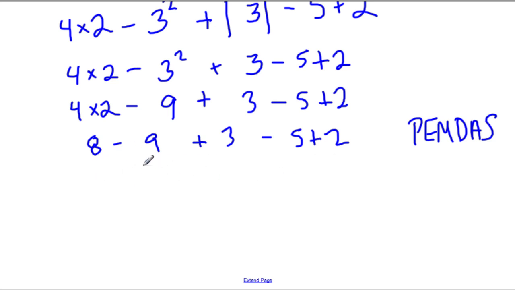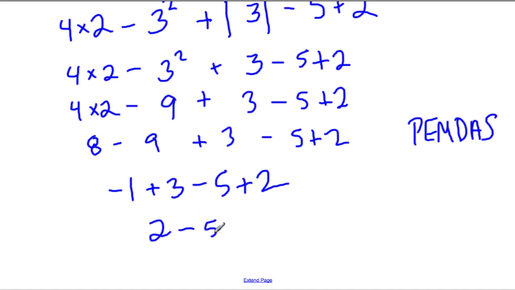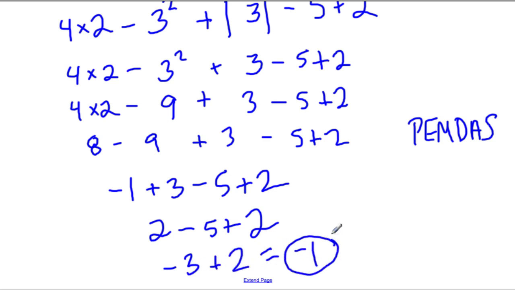So first we have 8 minus 9. Well, you're taking away more than you have, and you have negative 1. Plus 3, we write the whole equation, minus 5 plus 2. Now, addition's next. Negative 1 plus 3, that's 2. Minus 5 plus 2. Keep going. 2 minus 5 is negative 3, plus 2. Now's our last step, and that's negative 1, which is our answer.